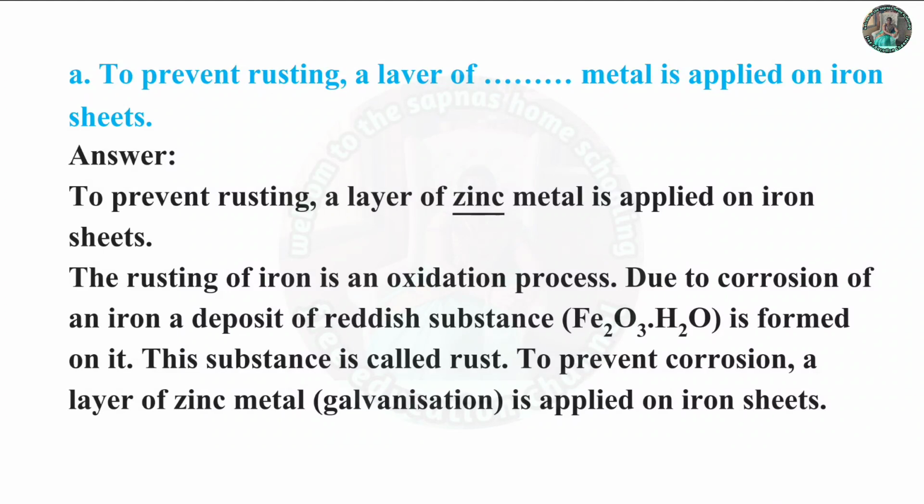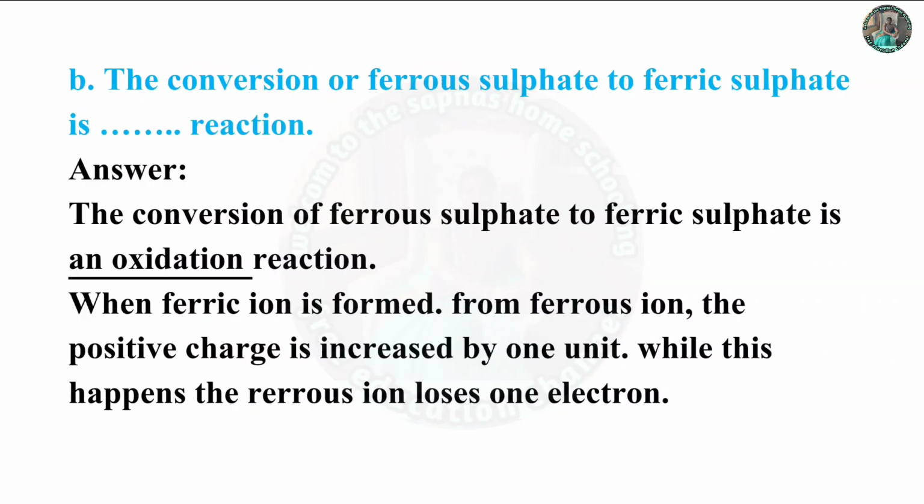So the explanation. The rusting of iron is an oxidation process. Due to corrosion of an iron, a deposit of reddish substance is formed on it. This substance is called rust. To prevent corrosion, a layer of zinc metal is applied on iron sheets.